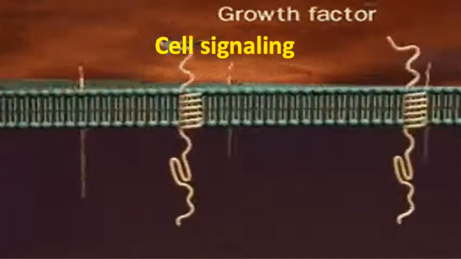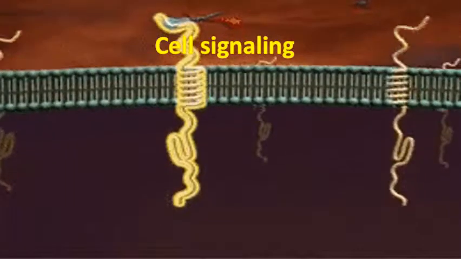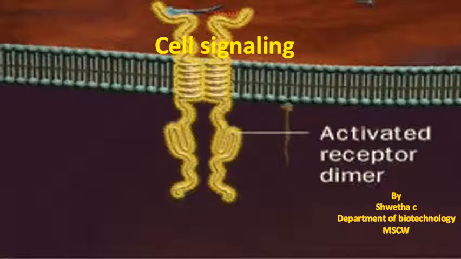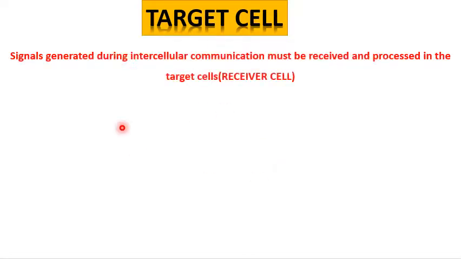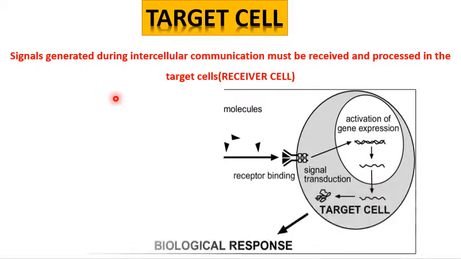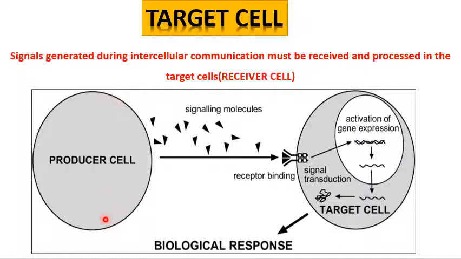We'll continue our studies on cell signaling. Okay, let's see what a target cell is. Certain signals are being produced by a certain type of cells, which are called producer cells, and these signals are received by a certain type of cells, which are called receiver cells or target cells.